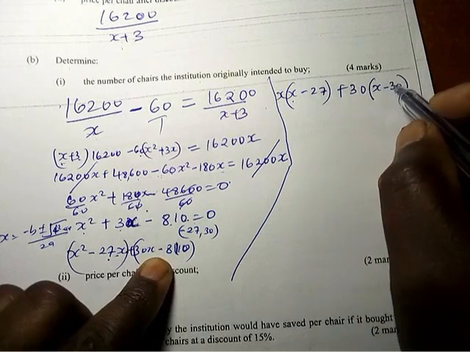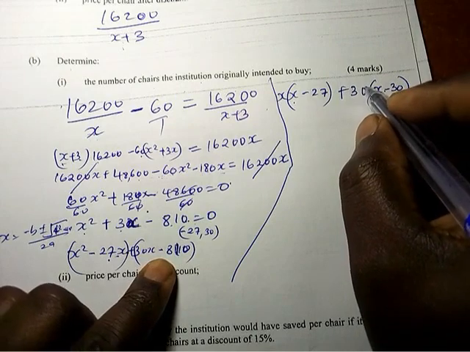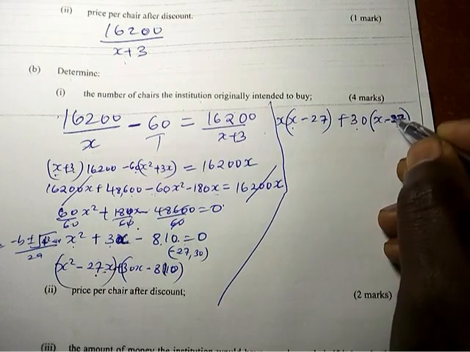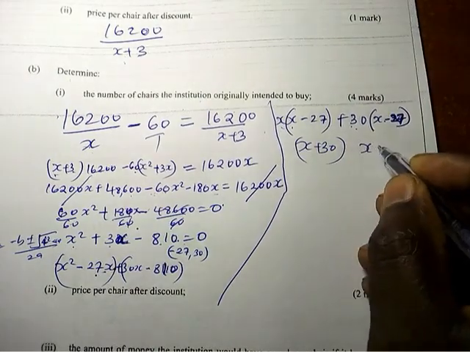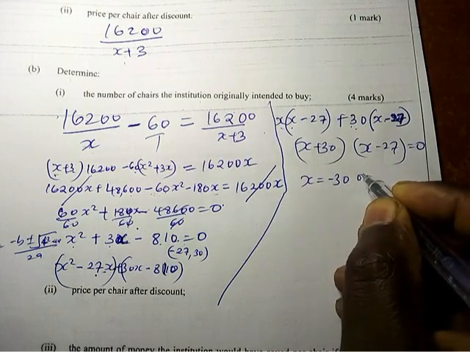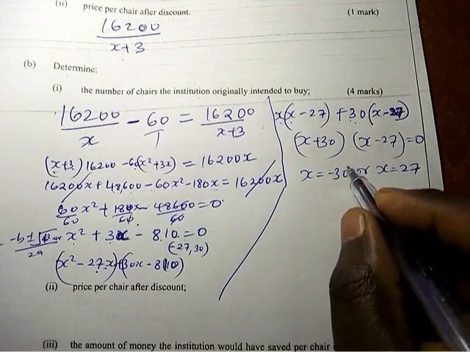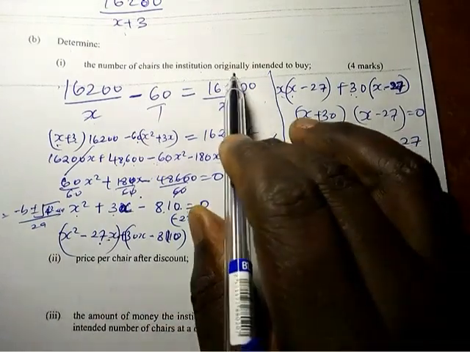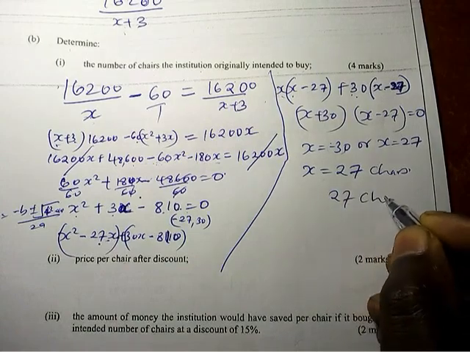The common factor here is 30, times 27. Now we pick this and that: X plus 30, X minus 27 is equal to 0. So X is equal to negative 30 or X is equal to 27. Chairs cannot be negative, so we ignore the negative, so it means X is equal to 27. So they intended to buy 27 chairs.